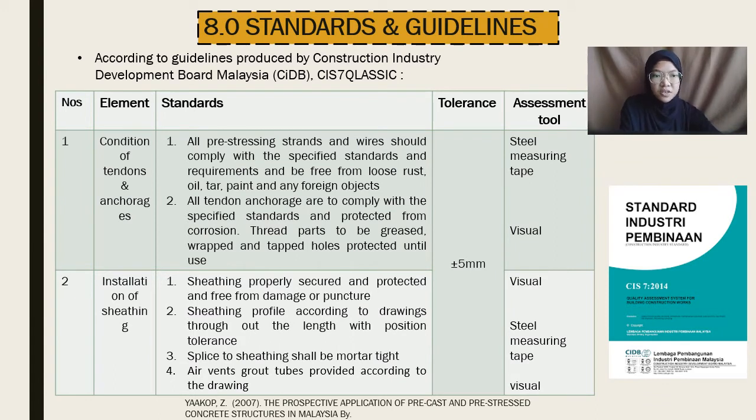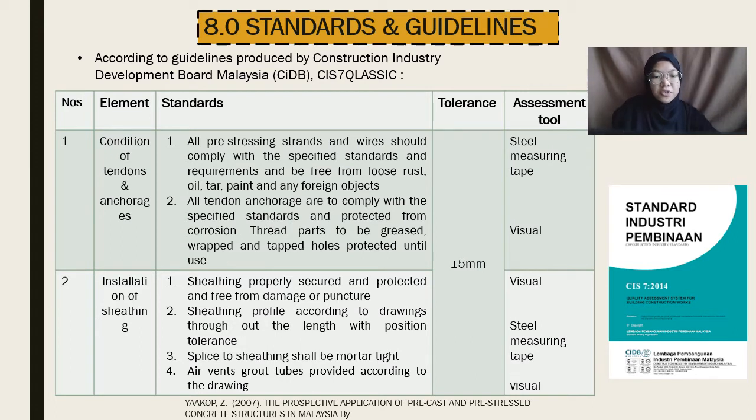Constructing a post-tension concrete has its own standards and guidelines. According to the guidelines produced by Construction Industry Development Board Malaysia (CIDB), it has listed some standards. The standards will be applied through every phase of the construction. For example, for the condition of tendons and anchorage before the construction, all spacing, strands and wires should comply with the specified standards and requirements and be free from rust or any foreign object.